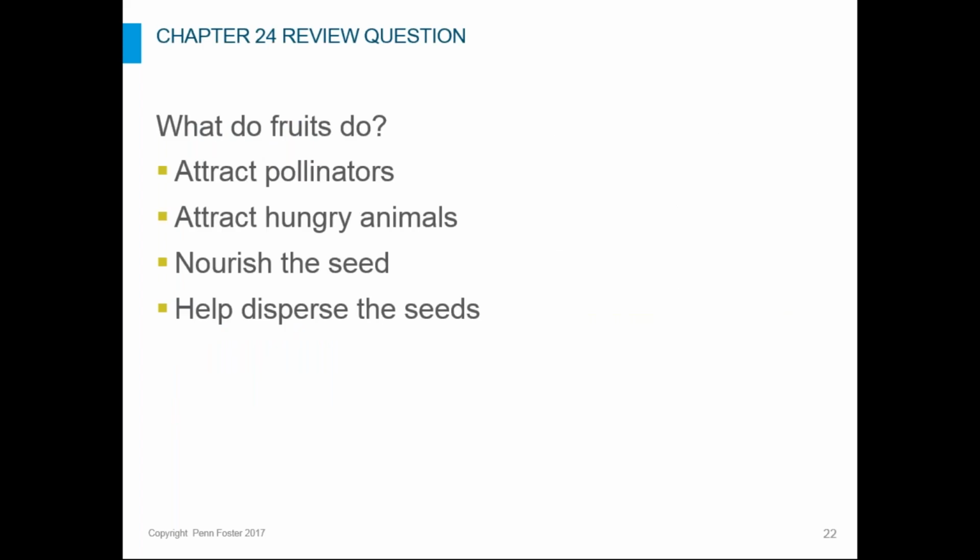And that's the end of this section. So quick review questions. What do fruits do? So I'll give you a few seconds to think about this one. There may be more than one correct answer. So do fruits attract pollinators, attract hungry animals, nourish the seed, or help disperse the seed?